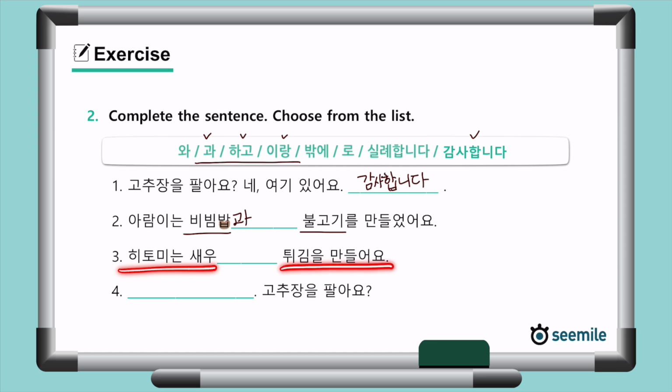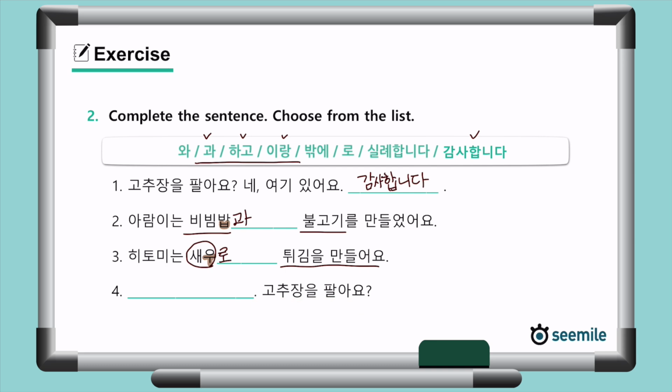Number 3. 히토미는 새우, 튀김을 만들어요. Hitomi is making a fried food and it is most likely that the main ingredient is shrimp. Then the particle 으로 is the right one to use. 새우 ends in a vowel, so let's put just 로. 히토미는 새우로 튀김을 만들어요.